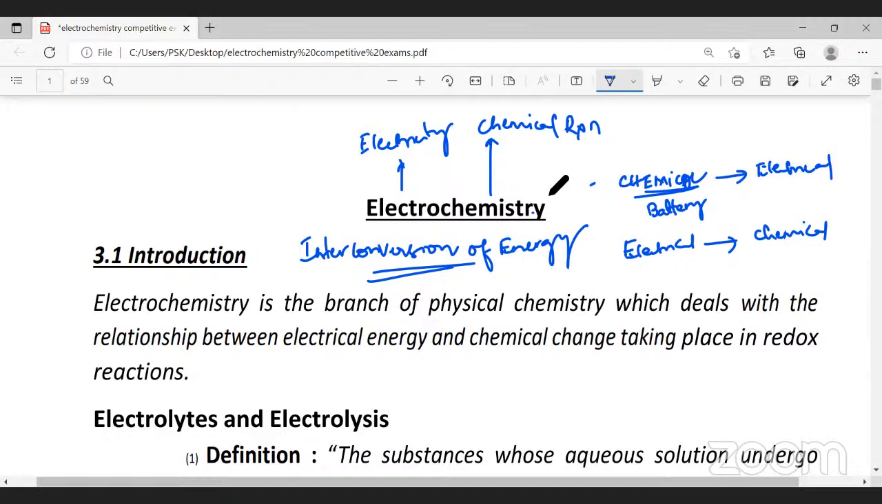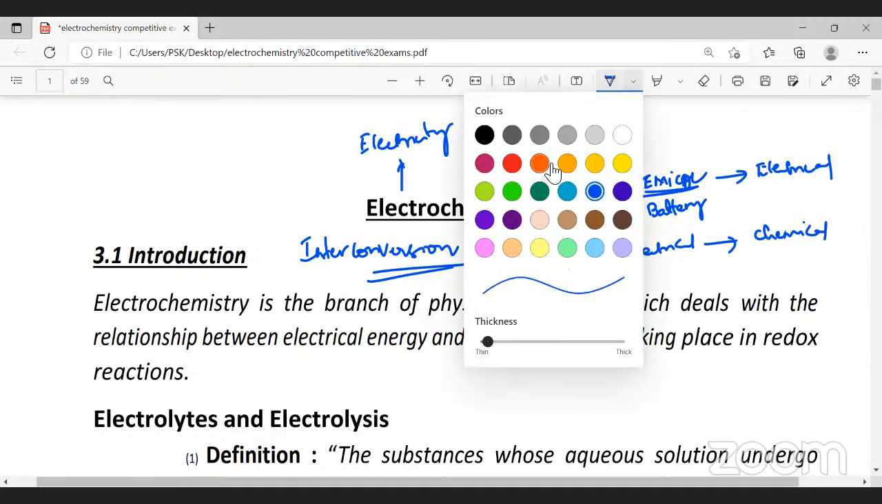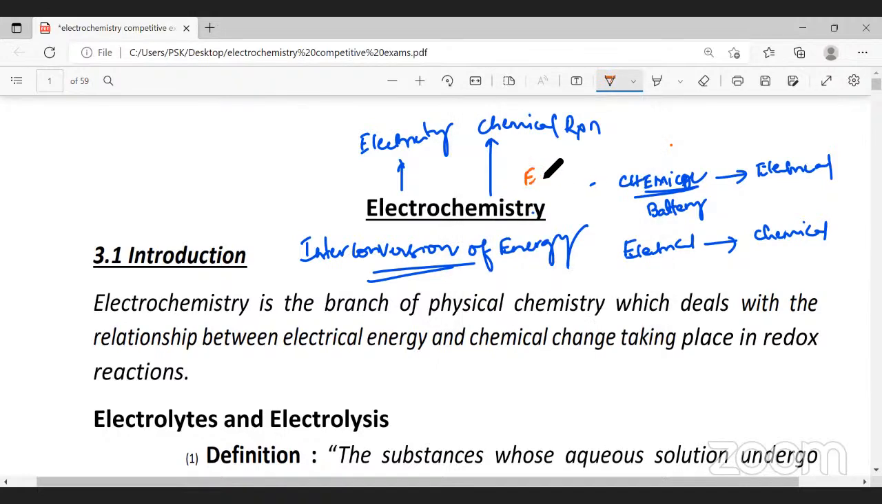A cell which converts chemical energy into electrical energy is called an electrochemical cell. What is an electrochemical cell? A cell which converts chemical energy into electrical energy. We are going to learn different types of cells in that topic. But for now, when we talk about a car battery, sulfuric acid is there, zinc electrodes are there, so chemical reactions take place in the battery so that electrical energy is produced.